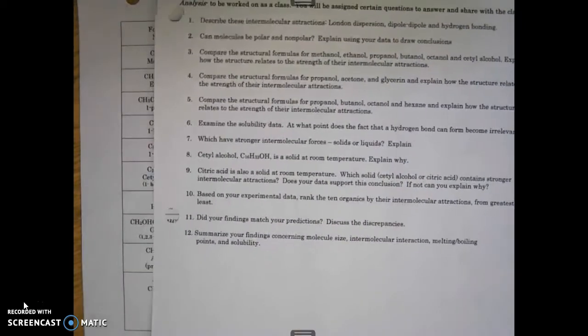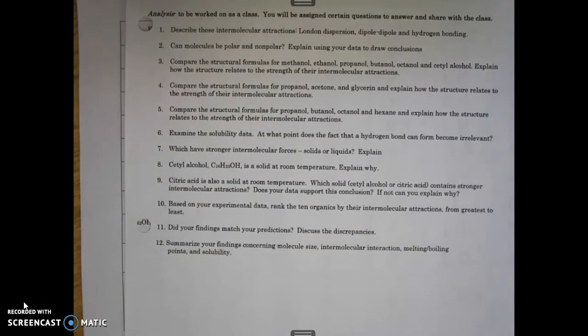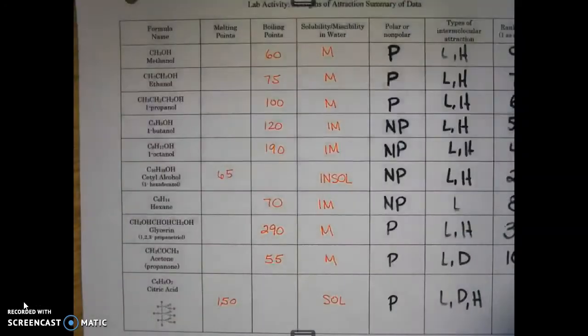Moving on to question number 7. This one too we've covered pretty extensively. Which has stronger intermolecular forces, solids or liquids? Well, our data supports the fact that all solids are going to be stronger than all liquids. The 2 solids have not melted yet. The liquids have already melted. So the 2 solids melt above room temperature. All of the liquids have already melted at room temperature. So that tells you that the IMFAs holding those solids together are much stronger than the IMFAs holding the liquids together.